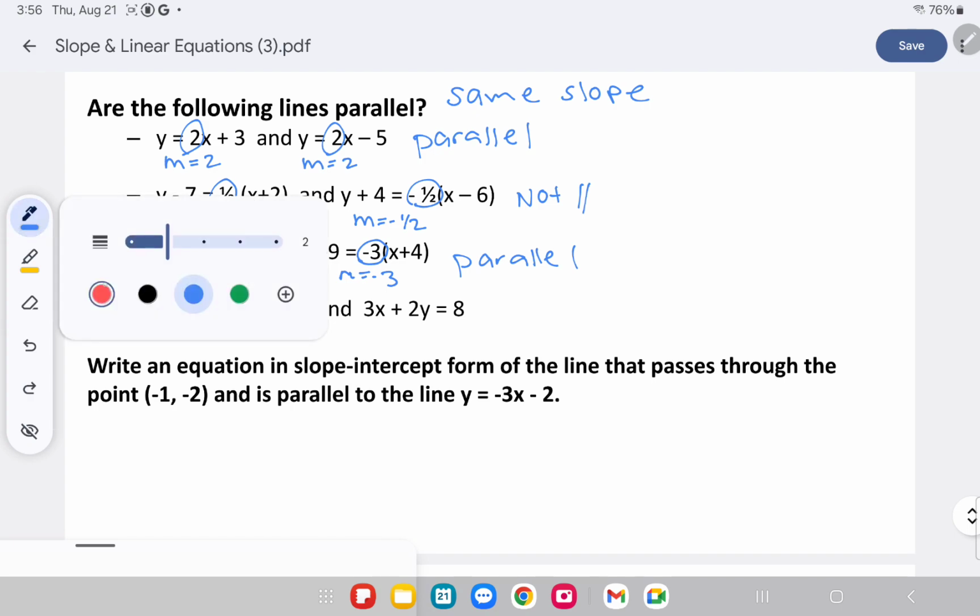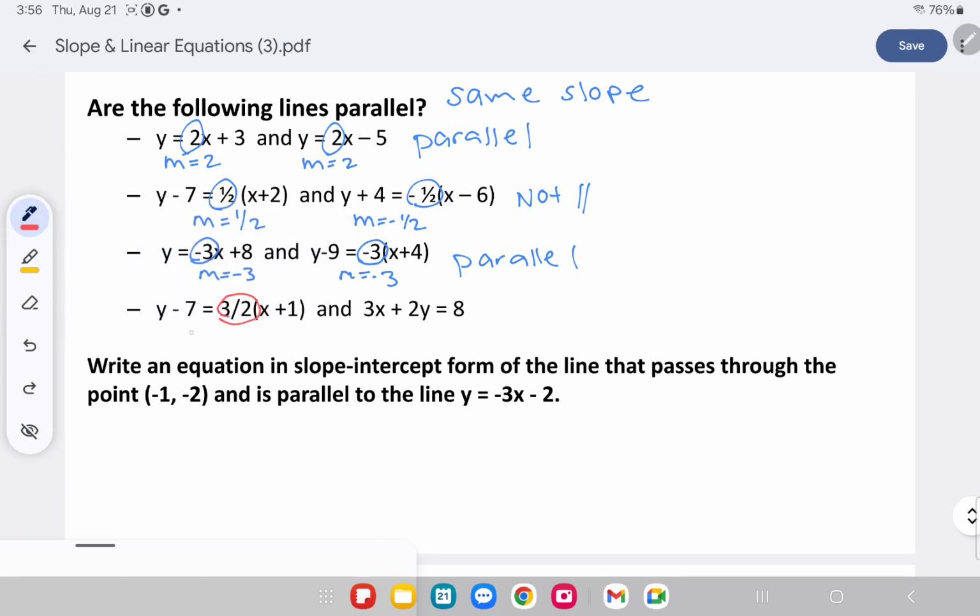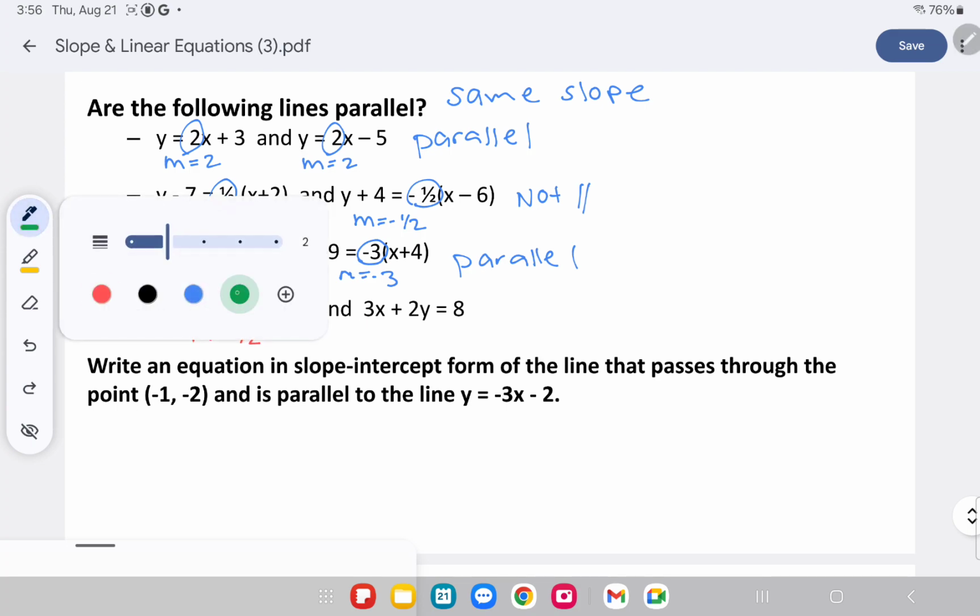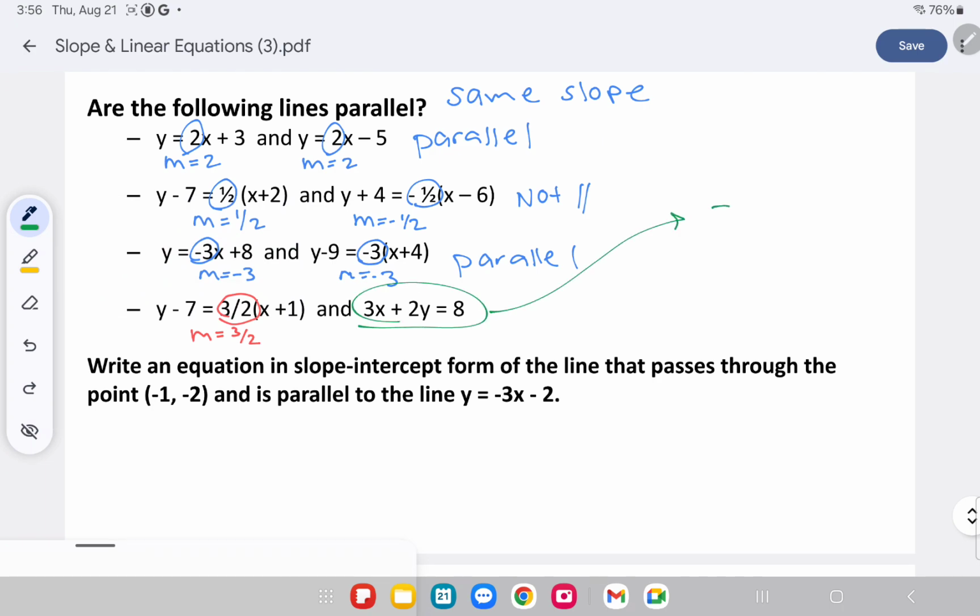And for our last example, the first equation is written in point slope form, so we know that the slope is 3/2. The second equation is not written in slope-intercept form or point slope form, so my advice would be to change it to slope-intercept form. I'm going to do that out to the side. So to do that, we're going to isolate the y. And then after we subtract the 3x, we're going to divide by 2 to isolate the y. That slope is negative 3/2. So those are not parallel because we had a slope of 3/2 and a slope of negative 3/2.